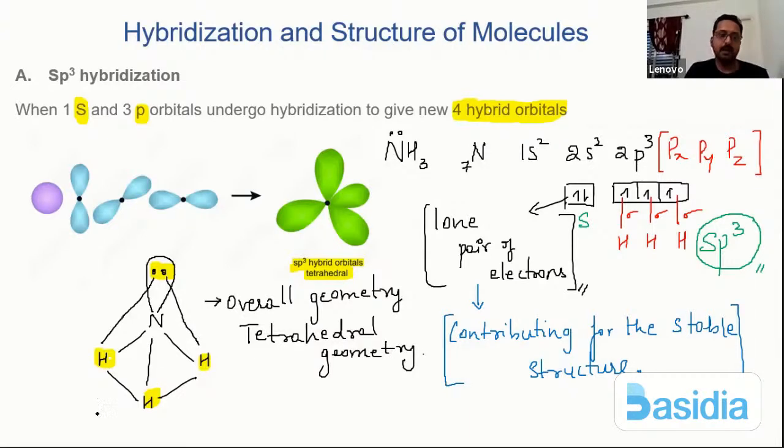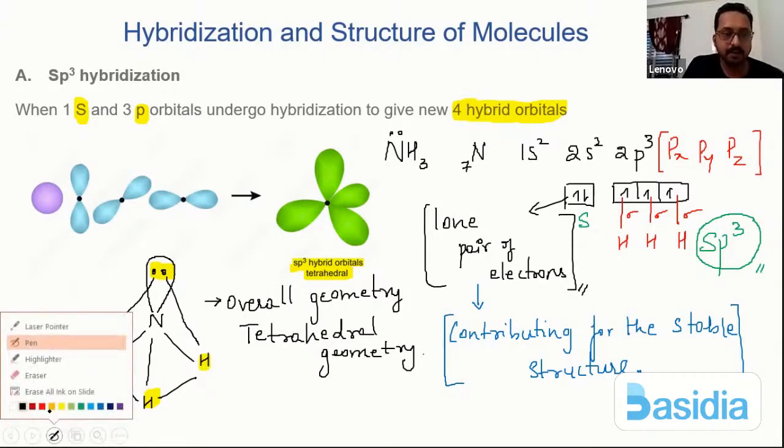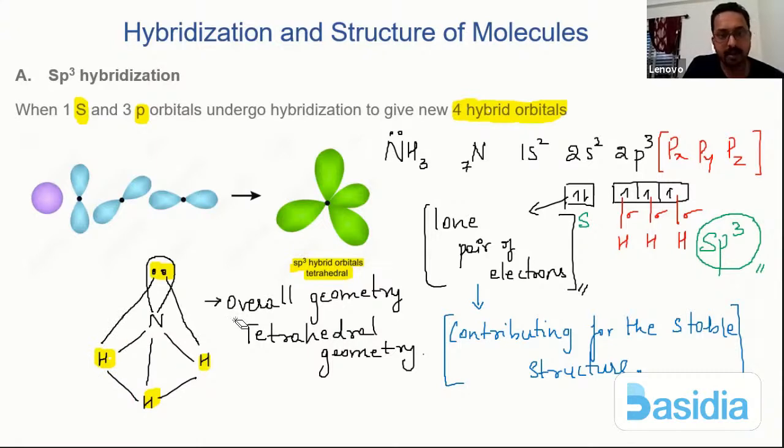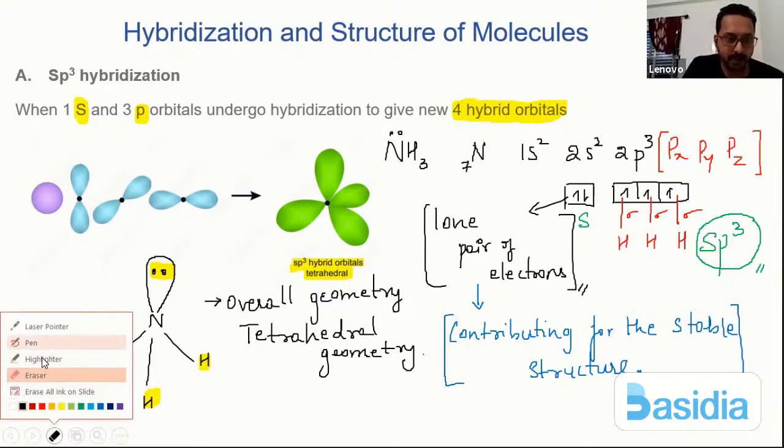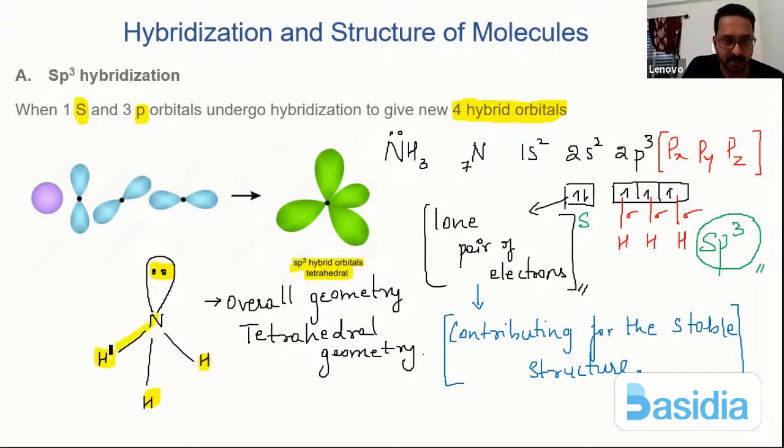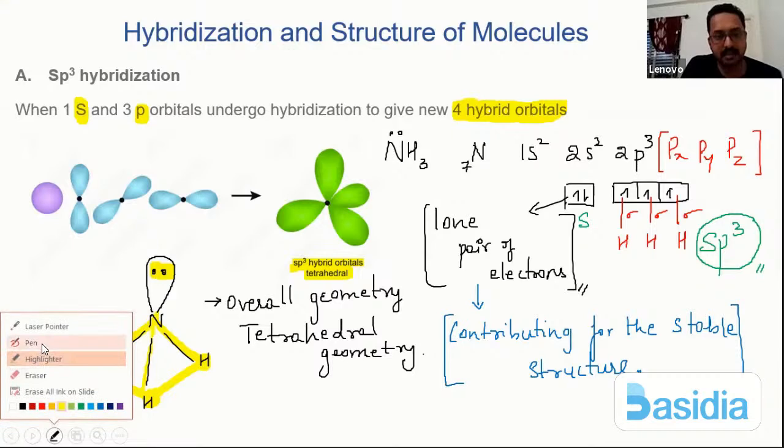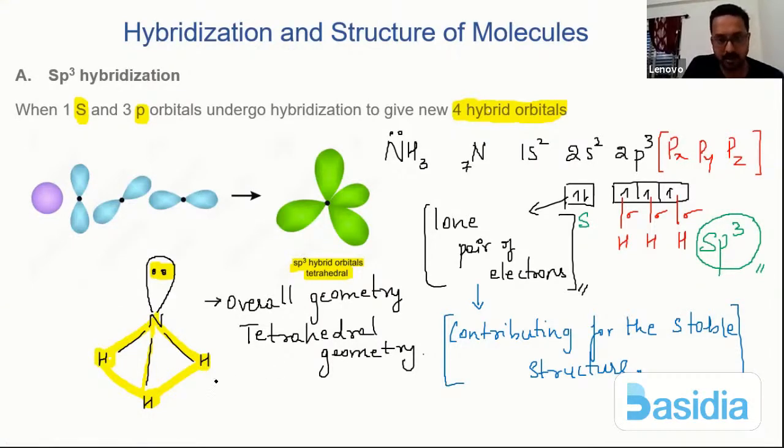Tetrahedral geometry. But now if I try to speak regarding the atoms only, the geometry with respect to only the atoms. So if I try to connect them, let me say I connect here, then here, then here, then here, and let me say it is like this. So what do I see here? I see it's a pyramidal structure. So geometry with respect to atoms is going to be a pyramidal structure.